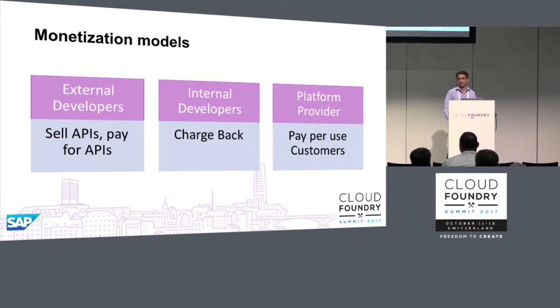Think of, for example, SAP Cloud Platform or Google or Pivotal. There will be platform providers, and this is the traditional use case where you pay for what you use. So I use so much runtime, I use so much memory or database, so pay per use for customers, and that's the most traditional one.